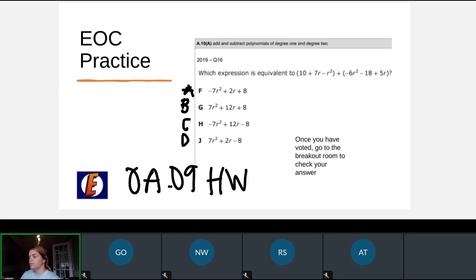Okay, so I'm going to put the poll up. You're going to vote. You're going to work this problem. Then you're going to vote. If you get it correct by checking the breakout room, you are free to go work in Class Kick. If you did not get it correct, you're going to come back to the main room, and I'm going to work this problem out all together at 10:42. So in 4 minutes. Okay.